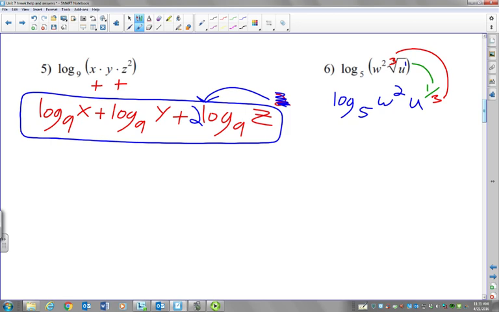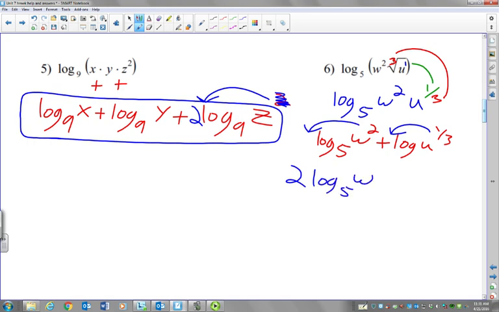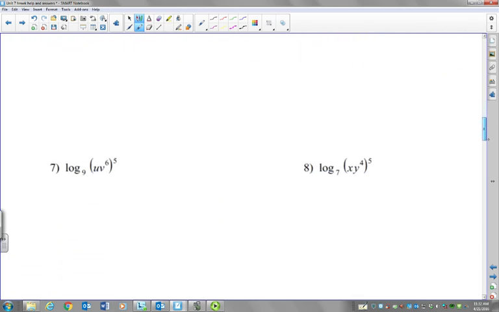Okay, then once we do that, all we have to do is multiplication between those two. So multiplication becomes addition, so log base 5 of w squared, plus log base 5 of u to the 1/3. And then last but not least, we put the powers in the front like that. So then we have 2 log base 5 of w plus 1/3 log base 5 of u. And yeah, that's it. So there's your answer there to help you on number 6. See if we can help you on maybe a more difficult one.